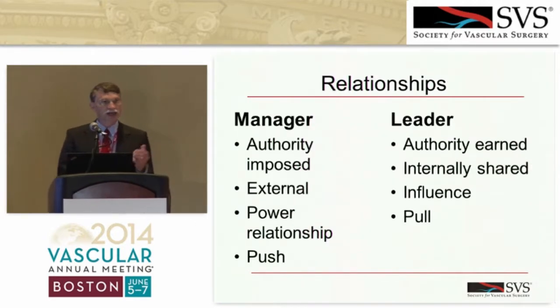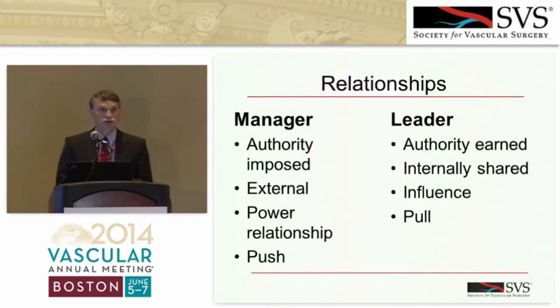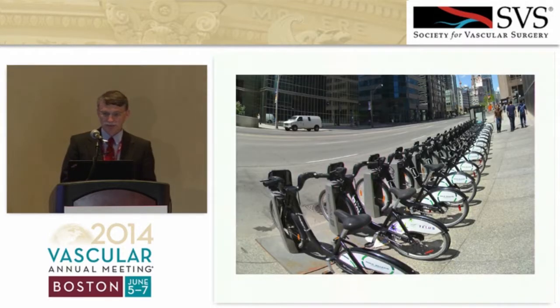So we'll look at things side by side here and see how the relationships, for instance, of a manager and a leader do differ. The manager is often an authority figure that's imposed by someone else on a group of individuals from an external source, and it's a power relationship that pushes people or pushes things to work in a different way. The leader, on the other hand, has to earn their authority. It's internally shared, and it's an influence relationship, pulling people into the fray.